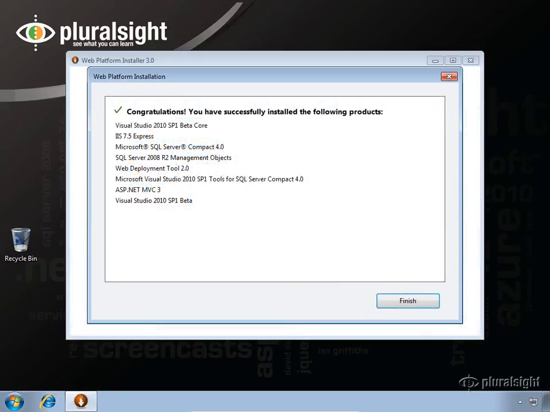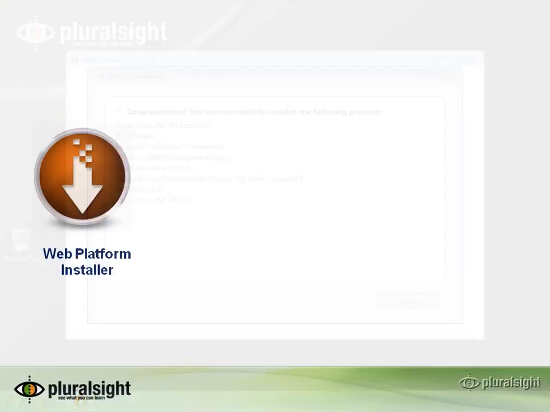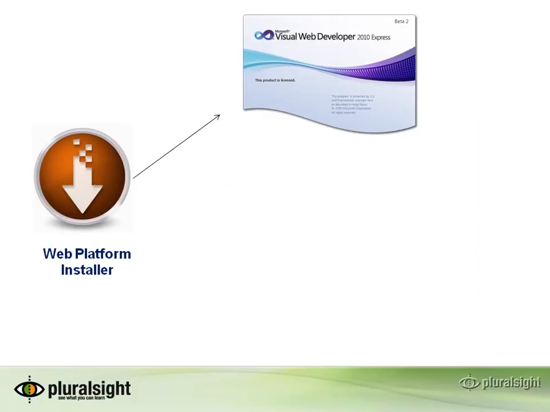After some time, the Web Platform Installer will again congratulate you on successfully installing new software. And now we're ready to use Visual Studio for the first time. But before we do, let's take a step back and talk about the tools we will be using. What we've done so far is to use the Web Platform Installer to set up 3 essential tools we'll work with moving forward. The first tool is Visual Studio.